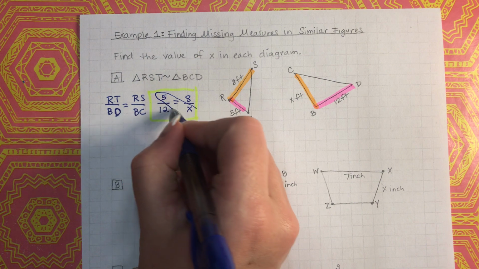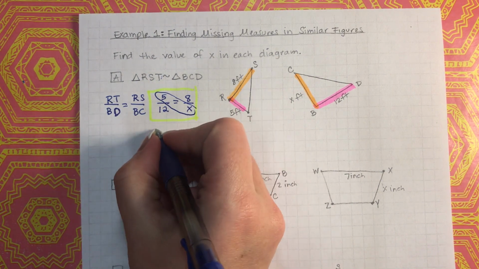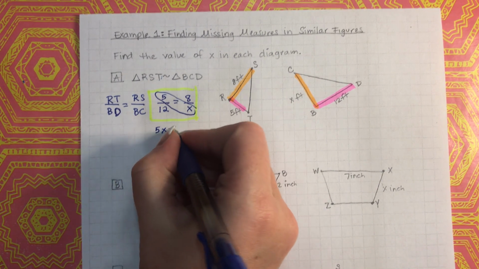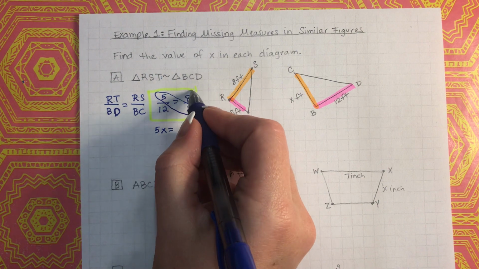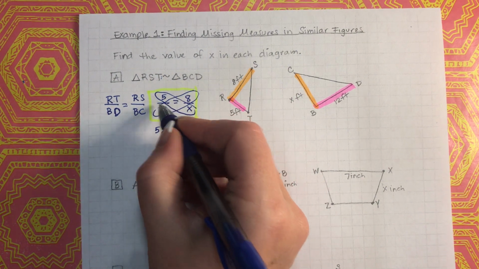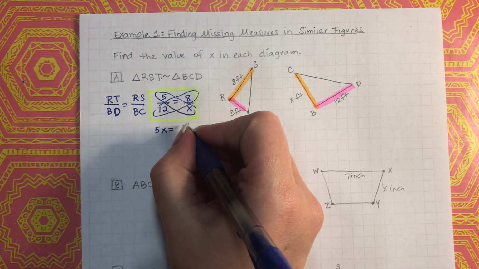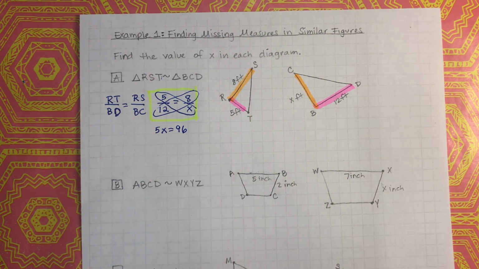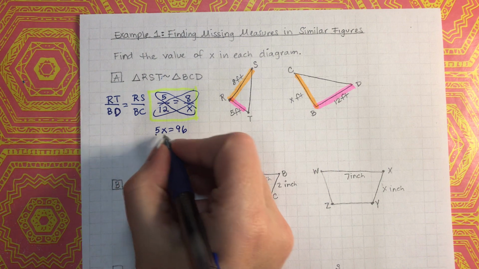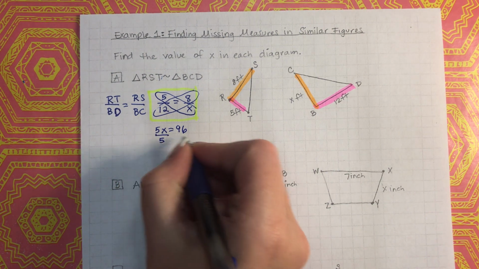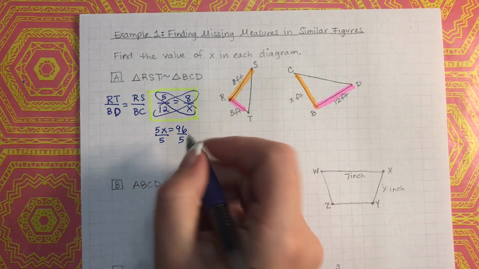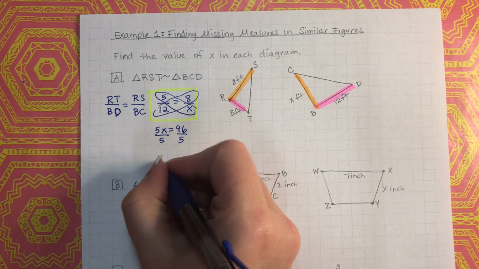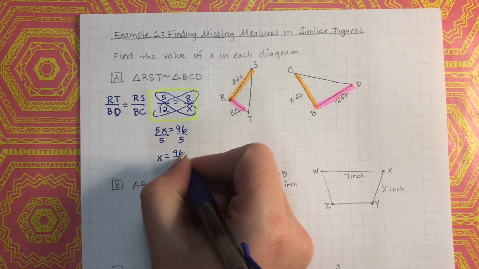So we're going to go here, 5x, 5 times x is equal to 8 times 12, which I'm pretty sure is 96. And then we're just going to get x by itself, divide both sides by 5, and there we have it. x is equal to 96 over 5.